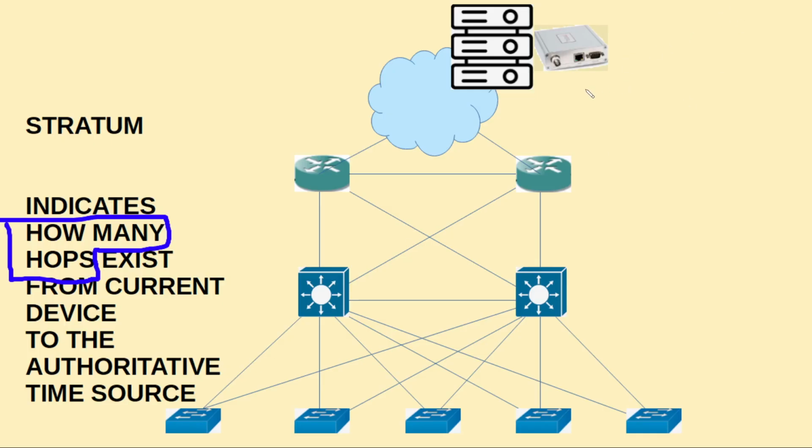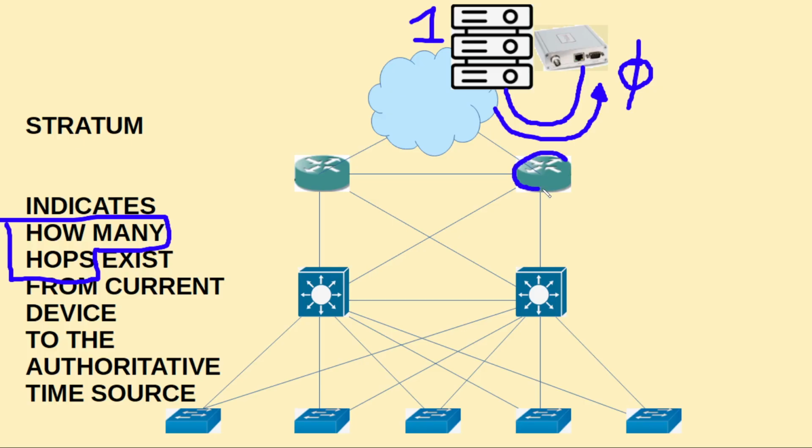So by that definition, the authoritative time source itself will have zero stratum because it needs 0 hops in order to reach itself. Now, the authoritative device, which is the server or network device that is connected to the authoritative source, will have a stratum of 1 because it only needs 1 hop in order to reach the authoritative source.